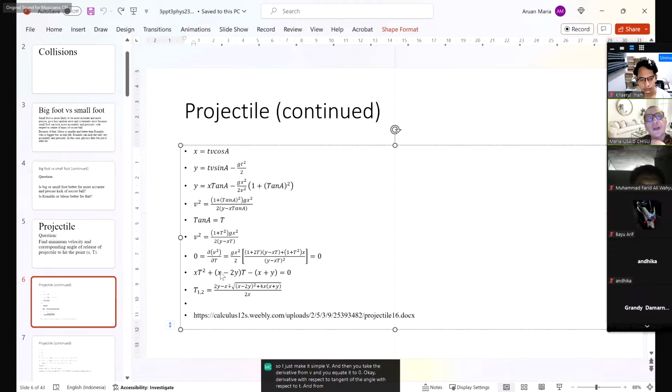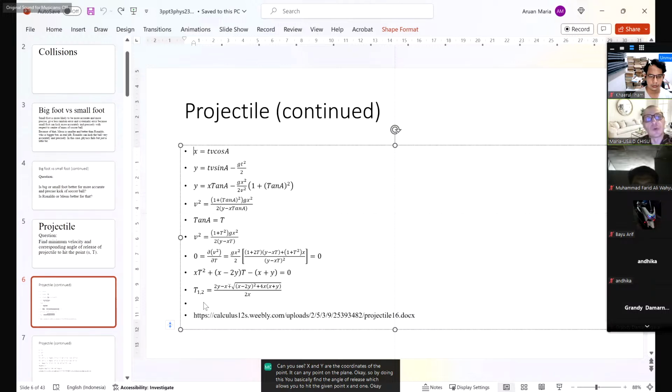And from here, you can find the angle t, and basically you can find what those angles are that allow you to hit the target, T1 and T2. Can you see? X and Y are the coordinates of the point. It can be any point on the plane. So by doing this, you basically find the angle of release, which allows you to hit the given point X and Y.